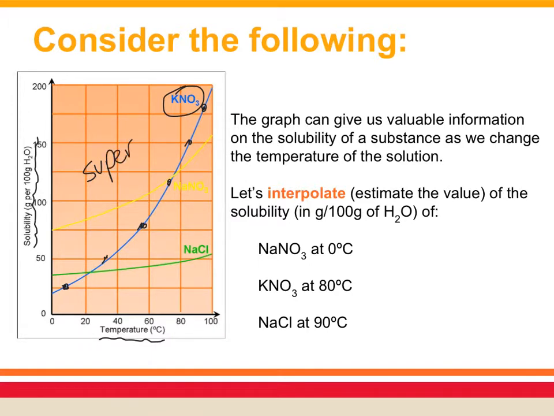So if you take, for example, 40 degrees Celsius, and you were able to dissolve 75 grams in 100 grams of water, we would say that this is supersaturated. If you have any points below this curve, it is unsaturated. So taking that 40 degrees point again, if you had only 25 grams dissolved in 100 grams of water, we would say that that is unsaturated.